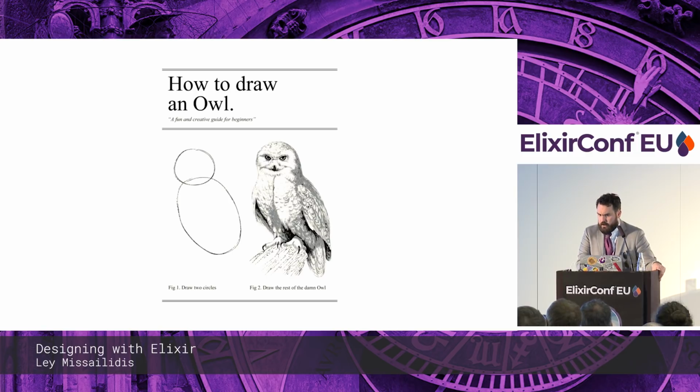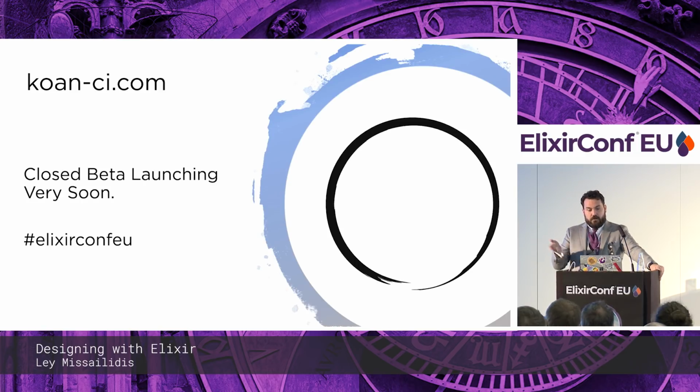And on that note, our CI is going to have a cloud-based service, KoanCI.com. Its closed beta is launching very soon. If you use ElixirConf EU, we'll expedite your invite so that you can kick the tires. Again, this will be open sourced. It will be a similar strategy to Scenic, where we will hammer out version 1 and then we'll open source all of it. And that's it.